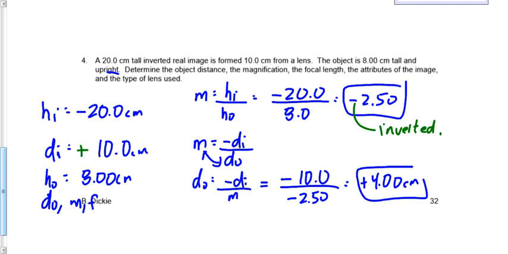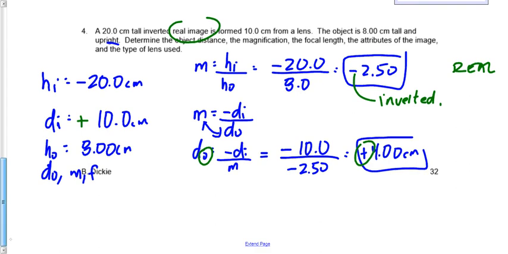That means we have a real, well, we already know we had a real image because we were told that we have a real image. But the positive DO tells us that we have a real object, which we would expect, because in physics 30, it's always real. It's never going to be a virtual object. It's always a positive DO. If we got a negative DO, it means we made a mistake. We know this from Monday and from Tuesday. If we have a negative DO, it's going to be a mistake.